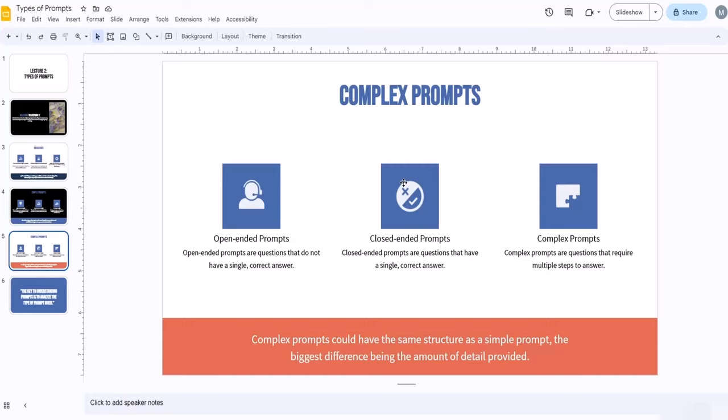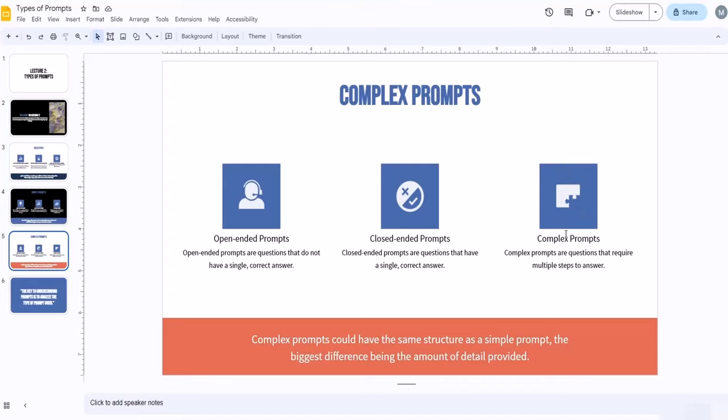So, for example, a closed but also complex prompt could be, can humans breathe underwater without a tank of oxygen for more than 6 minutes, right? So this is a closed-ended prompt. ChatGPT has to provide you with a fact, yes or no. It doesn't have a lot of creative freedom, but it's more detailed, so we can consider it a complex prompt.